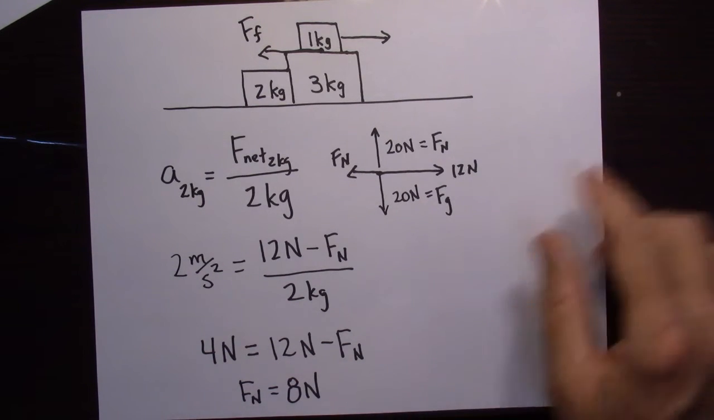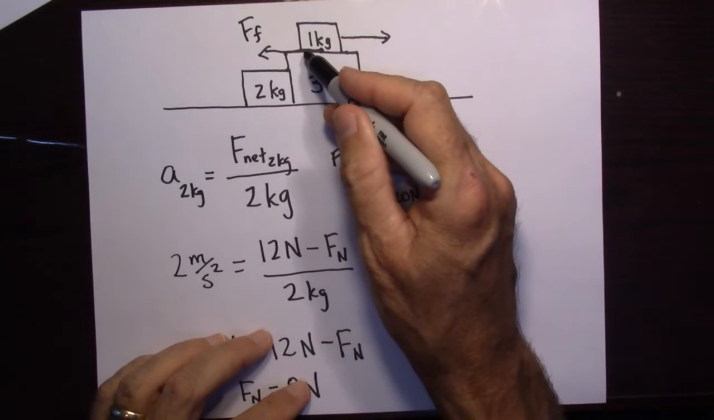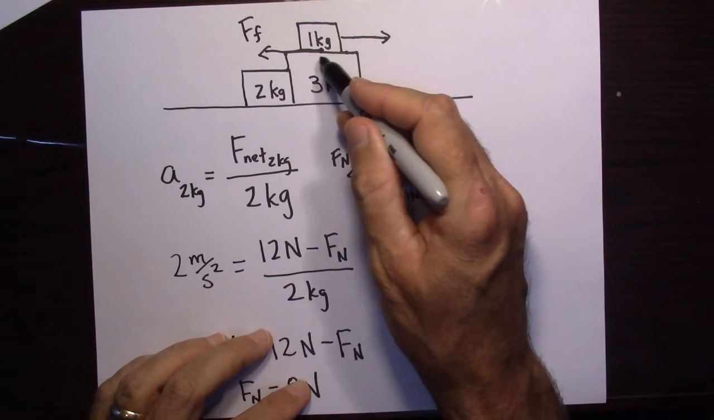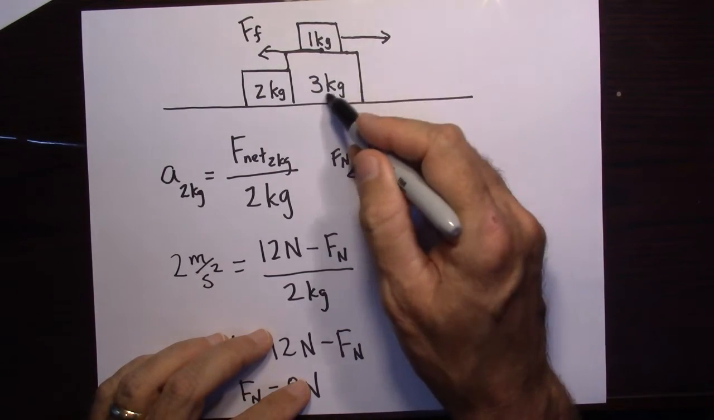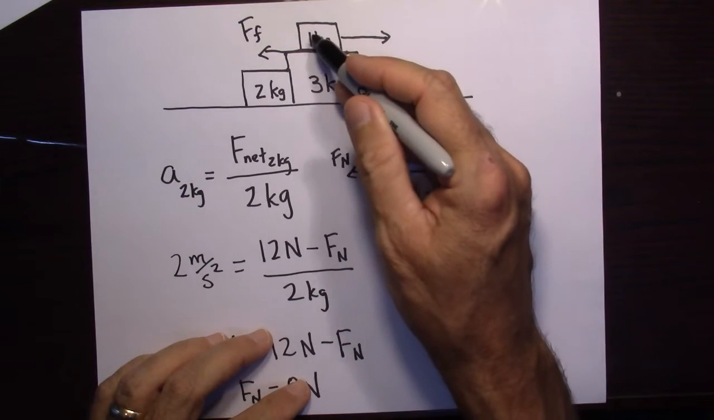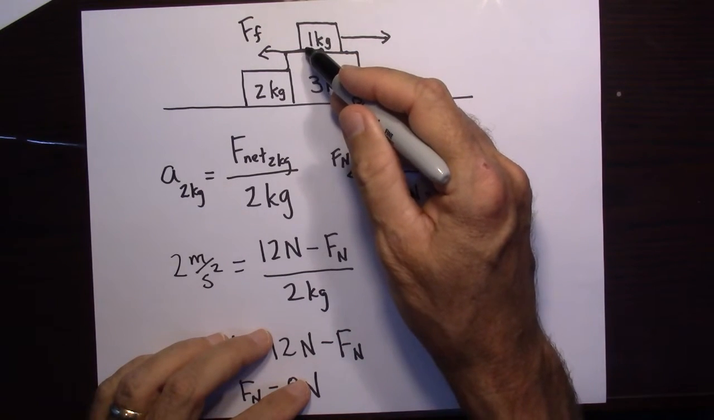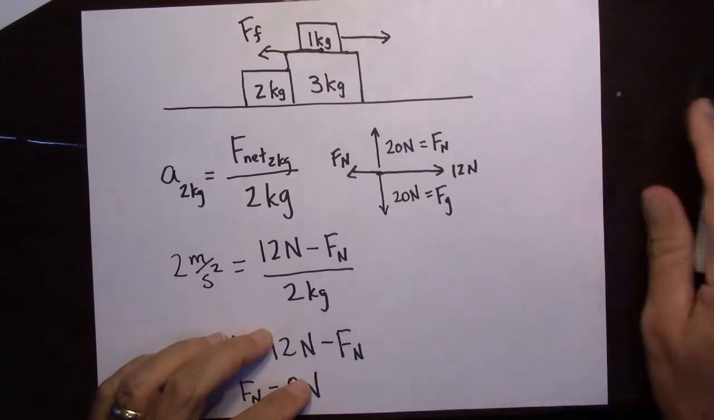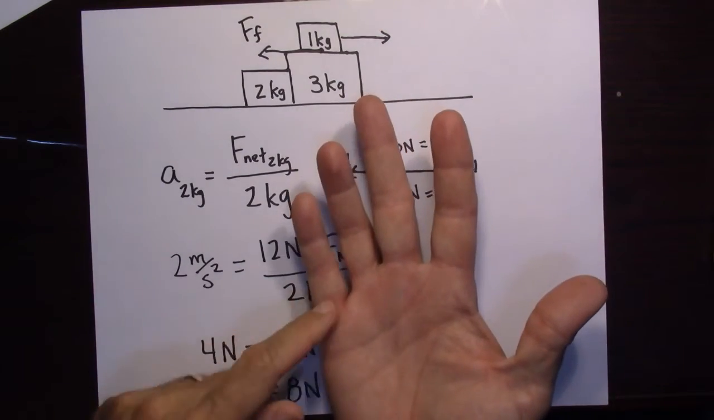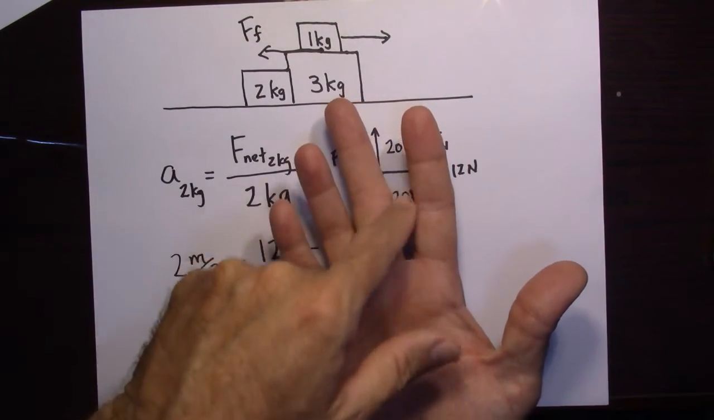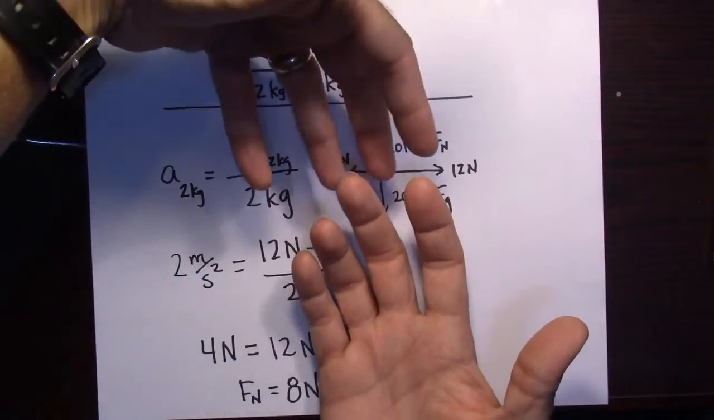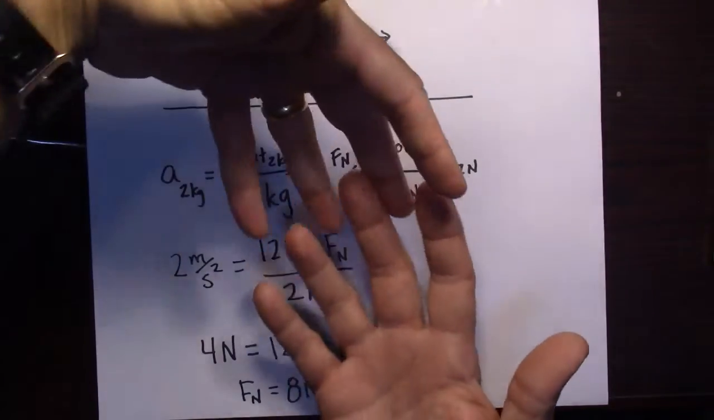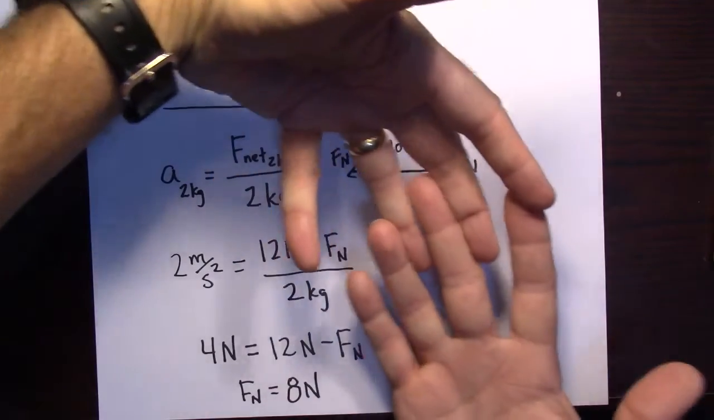So imagine that this box has all these little green nooks and crannies in it, the 3 kilogram block. And the 1 kilogram block that's sitting on top of it also has these nooks and crannies. So here are the nooks and crannies of the 3 kilogram one, and then here are the nooks and crannies of the 1 kilogram one. So watch what happens when they accelerate together.